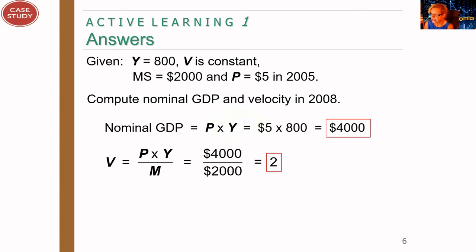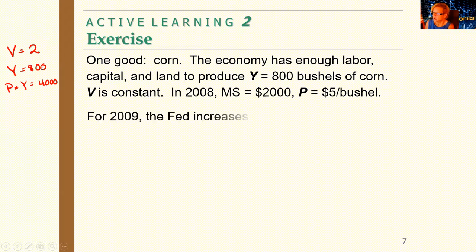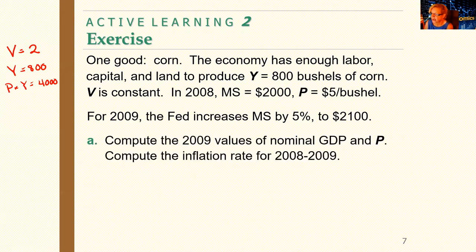We're now going to take this information and bring it forward. Velocity we just calculated was equal to 2. Real GDP was 800. Nominal GDP, price level times GDP, was 4,000. Now, let's say that the Fed increases the money supply by 5% to 2,100. Compute the 2009 values of real GDP and the price level, and then what's the inflation rate?